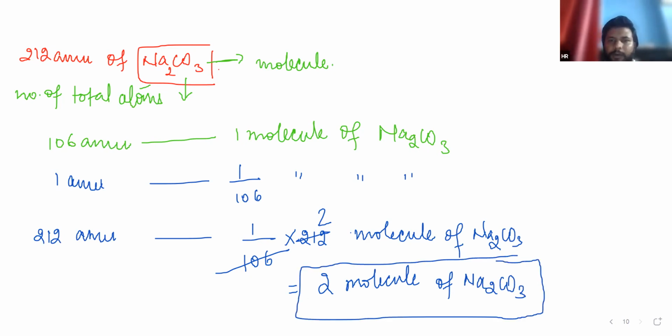Got it? Now, tell me the number of total atoms present in Na2CO3. How many atoms are you looking at? Total atoms in Na2CO3. Answer me.